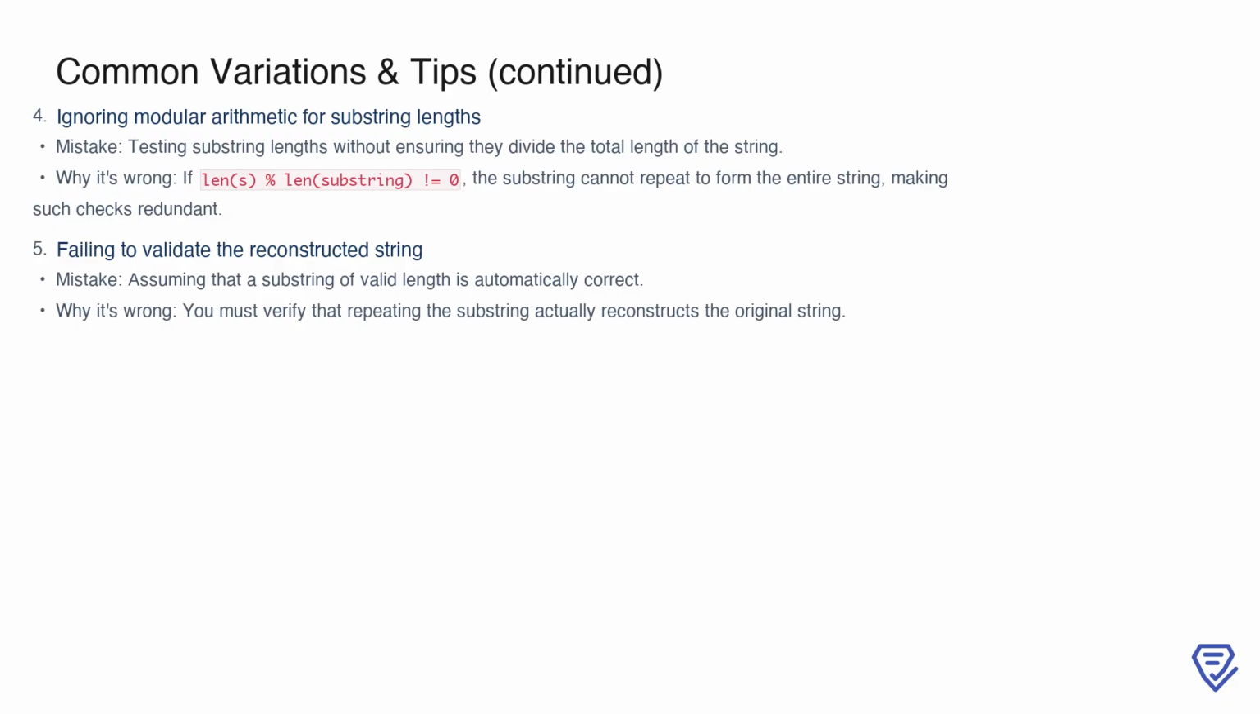Additionally, some solutions fail to validate the reconstructed string. Just because a substring has a valid length doesn't mean it's automatically correct. You must ensure that repeating this substring the appropriate number of times actually reconstructs the original string. This validation step is crucial for avoiding false positives and ensuring the accuracy of your solution.